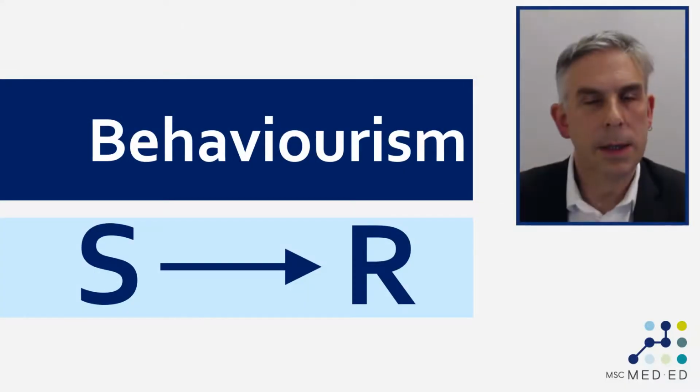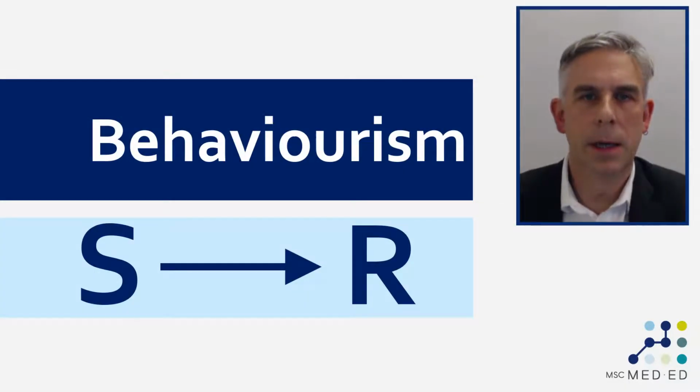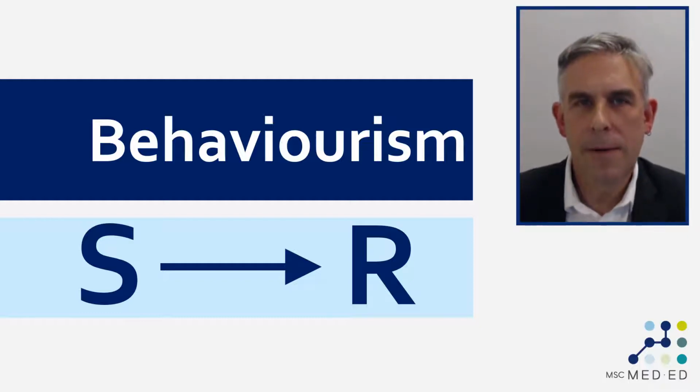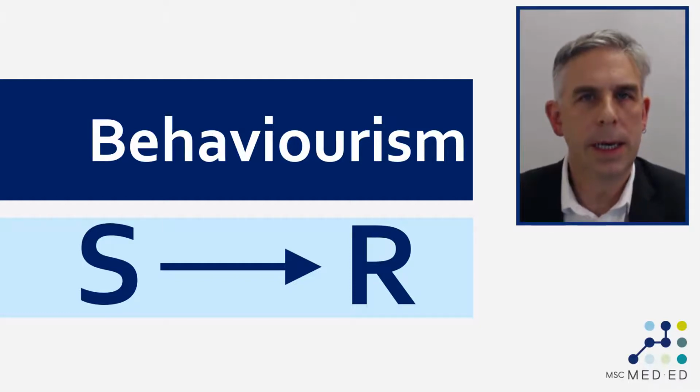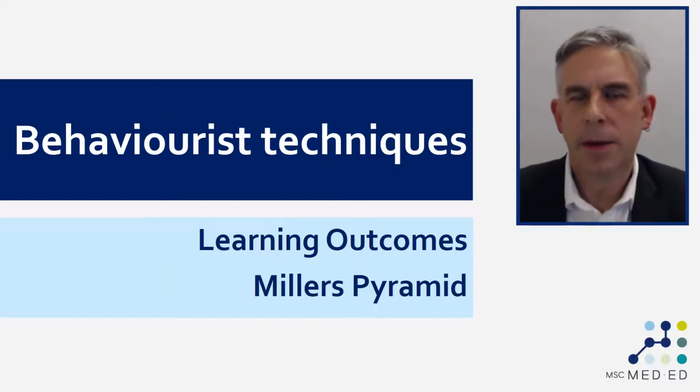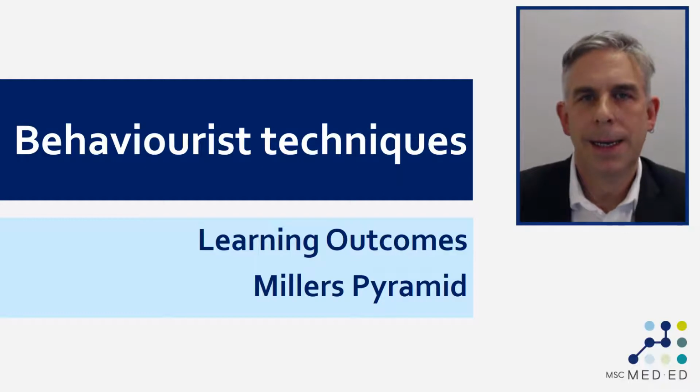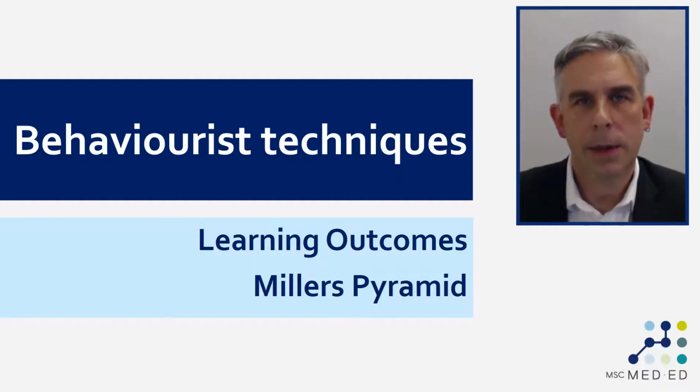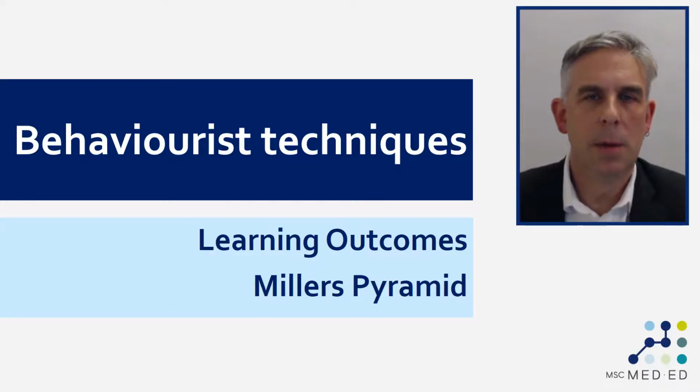We apply this then by using the fundamental principle identified in this slide. We deliver a stimulus and observe the response. This relationship is at the heart of behaviourist psychology and a behaviourist approach to teaching. It's easy for us to explain this if we explain in detail some commonly observed behaviourist teaching techniques. Learning outcomes are the most obvious. Miller's pyramid is another one.